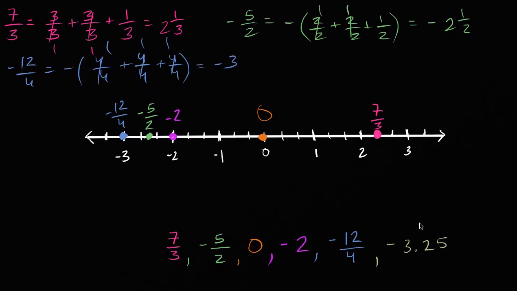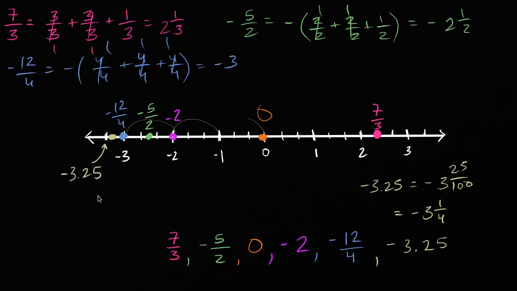-3.25. So you could view this as the same thing. -3.25 is the same thing as -3 25/100. And 25/100 is the same thing as 1/4. 25 is 1/4 of 100. So this is the same thing as -3 and 1/4. So let's see. Let's go -1, -2, -3. And then we have to go a fourth. And we're not going to be able to do it super precisely, but it's going to be less than a third. So it's going to be right over there. So that right over there is -3.25.